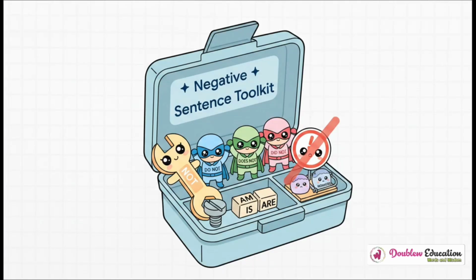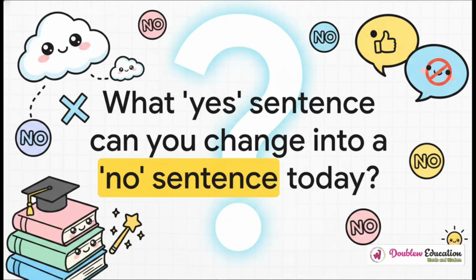Okay, so let's do a super quick review of your new grammar toolkit. Remember the three main things. First, if you see am, is, are, was, or were, just add not right after it. Second, for almost every other verb, call in your helpers. Do not, does not, or did not. And third, and this is the big one, remember, only one no word in a sentence. Avoid that double negative trap. And just like that, you know the power of no. You can officially change a yes sentence into a no sentence. So, what are you going to practice on today? Think of a yes sentence and try changing it.